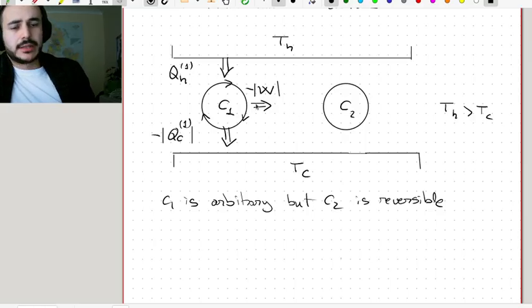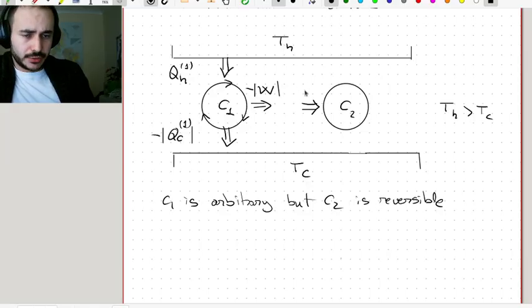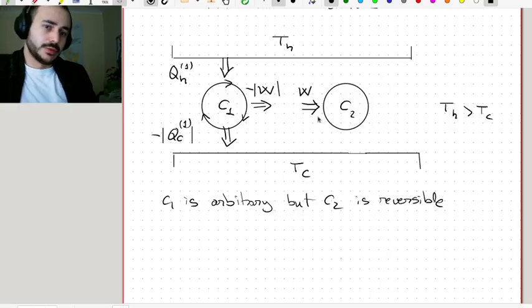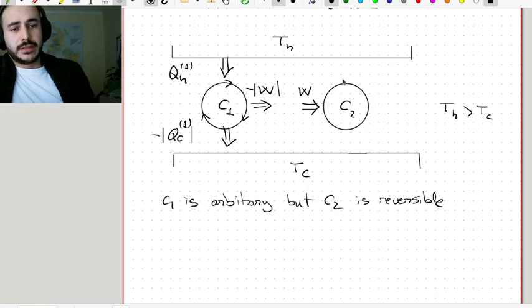Then what we're going to do is couple C1 to C2. How do we couple it? All the work that I'm generating from running C1, I'm going to deliver into C2. So from the point of view of C2, this work is going to be input, so it's going to be positive. And this cycle, which is reversible, I'm actually going to run as a refrigerator. In the PV representation, that would be running in the counterclockwise direction. Okay, so like this.